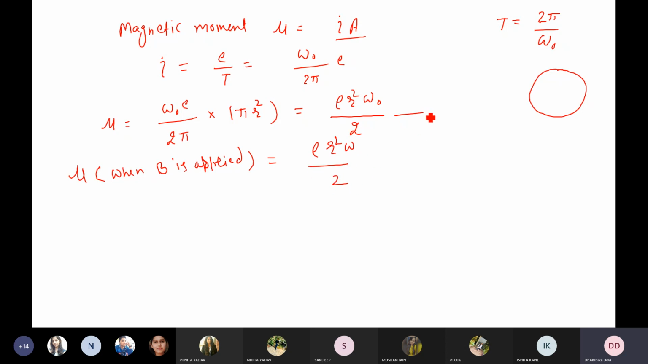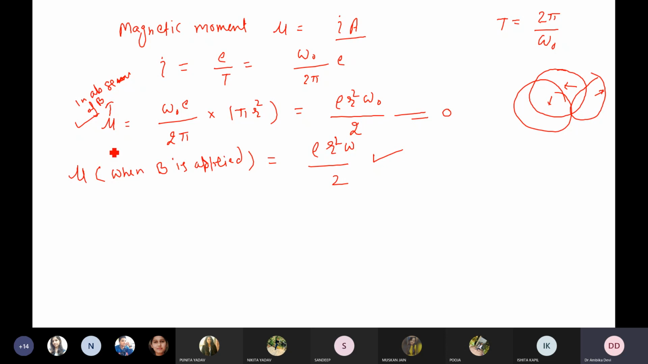This is the magnetic moment of a single orbit, but because there are n number of such moments, if there is no magnetic field, the magnetic moment of one will cancel out the other. Therefore, in the absence of any magnetic field, this μ will be equal to 0. But when B is applied, then this is the value of the magnetic moment.